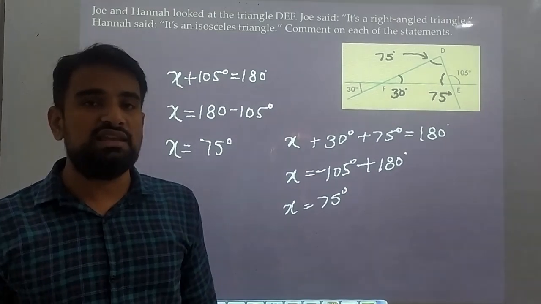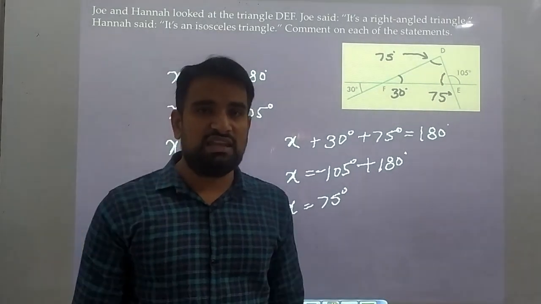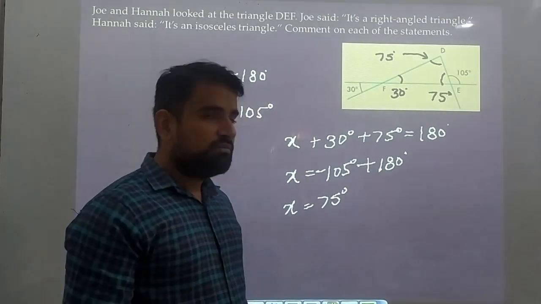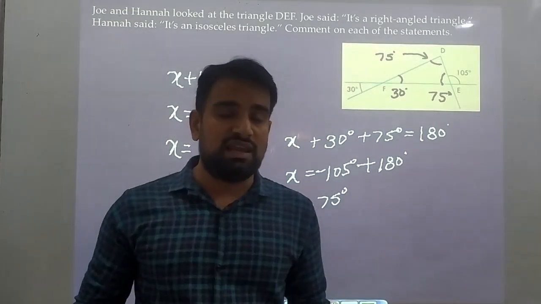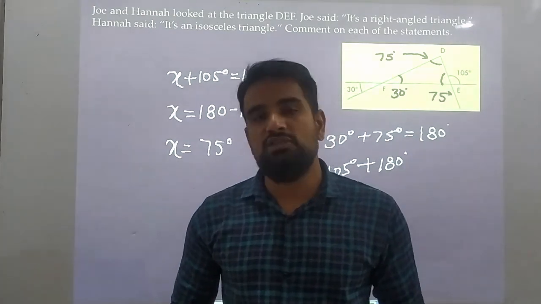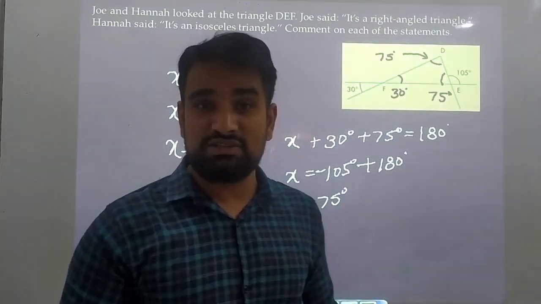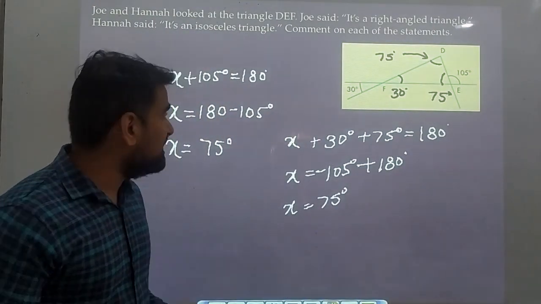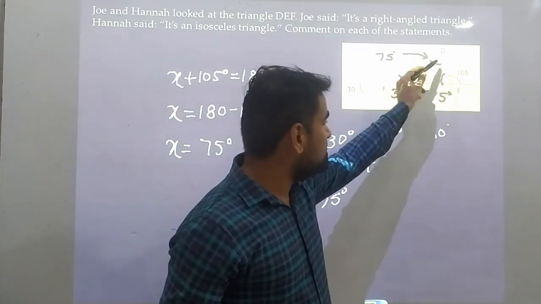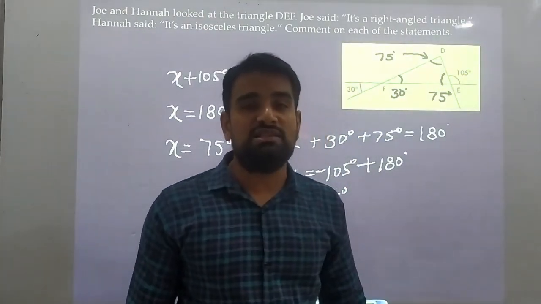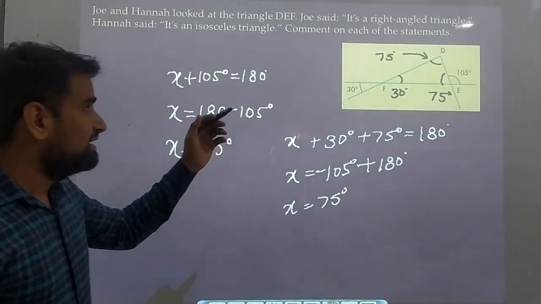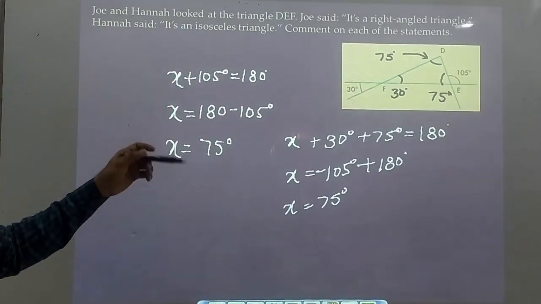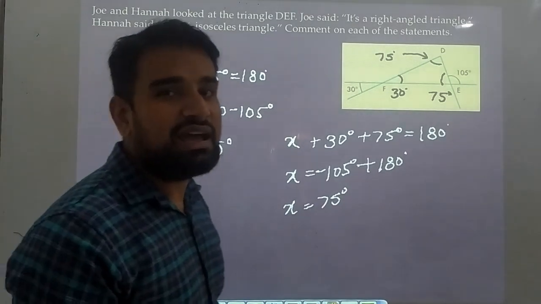If angle D and angle E are equal to each other, they satisfy the definition of an isosceles triangle, because we already know that if any triangle has two interior angles equal to each other, that kind of triangle is called an isosceles triangle, right? So since these two angles are equal, this triangle is an isosceles triangle. So one of the candidates, Hannah, is totally correct that this is an isosceles triangle.